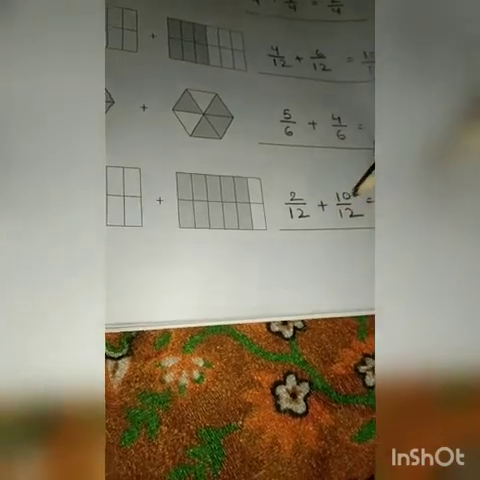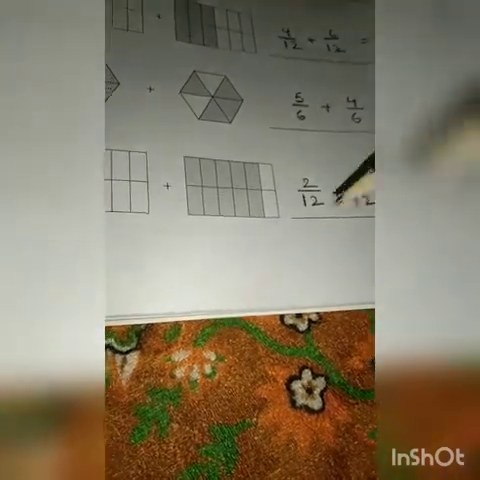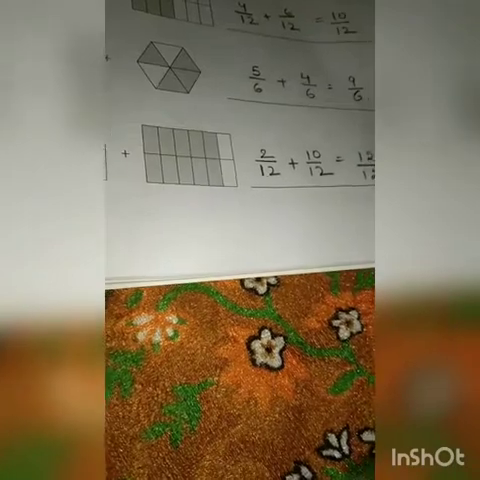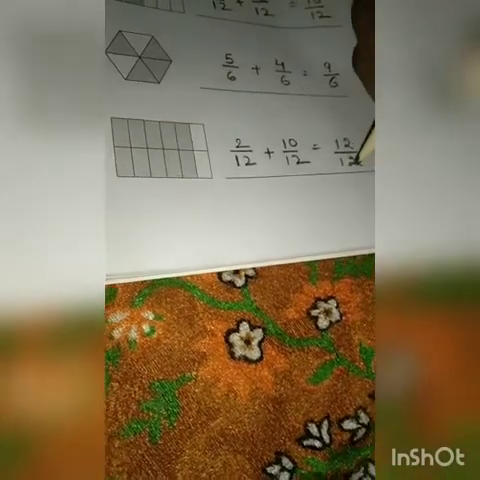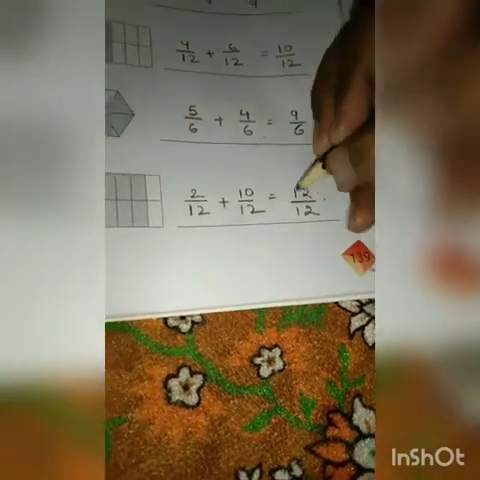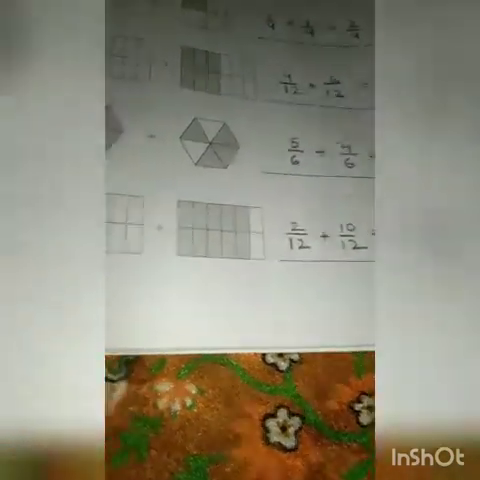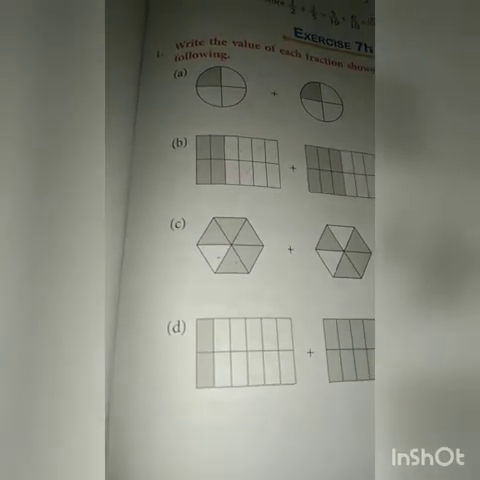2 upon 12 plus 10 upon 12. So 12 and 12 are common. 12 will be the denominator and 2 plus 10 is 12. So 12 upon 12 is the answer of question number D. So this is how we are doing addition of like fractions.